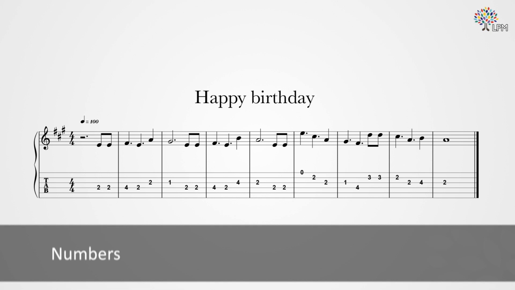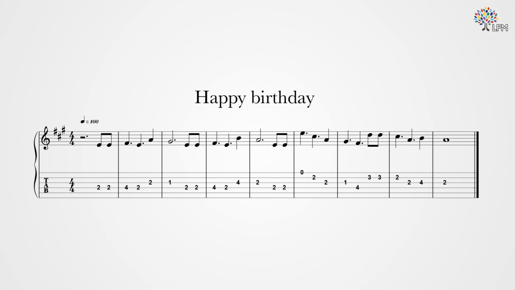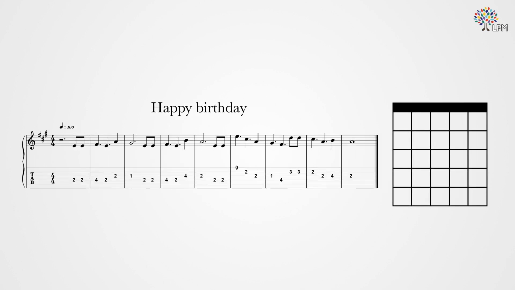So now let's check out what those numbers on those lines mean. So basically they're just trying to tell you what fret to press. So for example, the first note of the song is a number 2 on the 4th line. So that means you're going to play the 2nd fret of the 4th string.